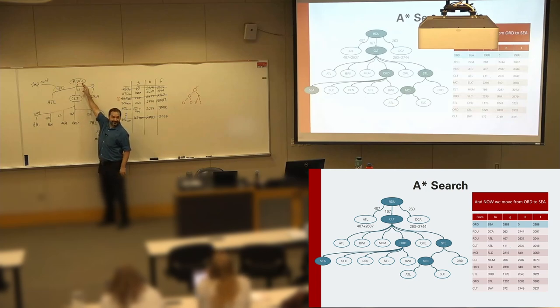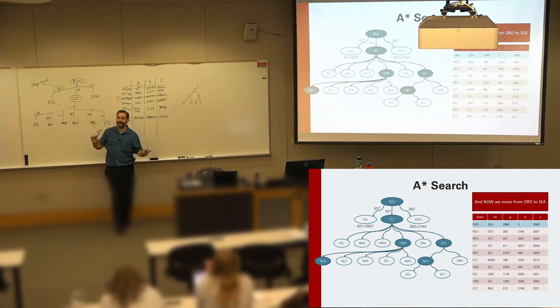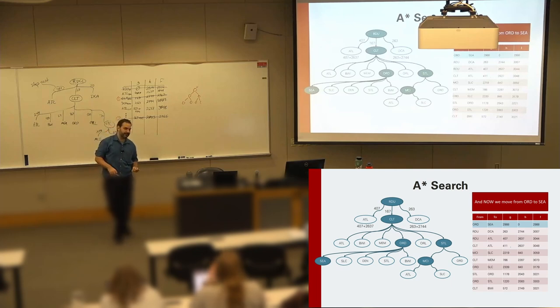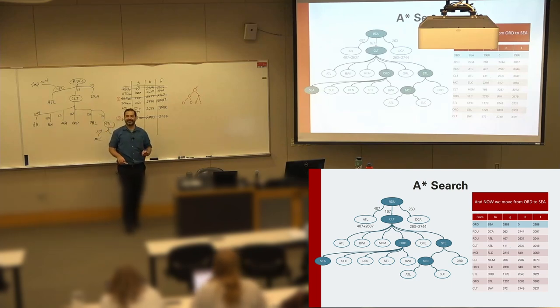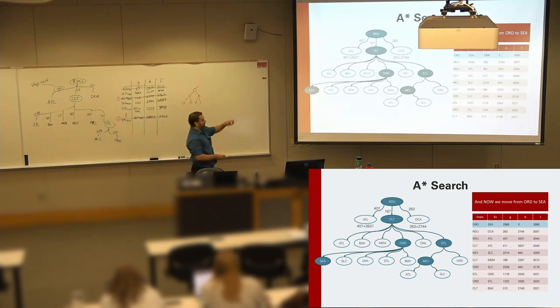I am still here. All I have done through this entire algorithm is plan my moves. I am not in Seattle. I'm still in RDU. I know now the pathway from RDU to Seattle. The next step is, all right, what's my first move? What's my first action?